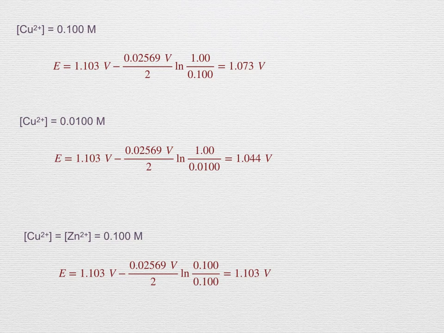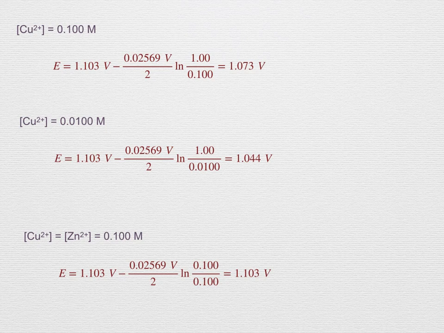Q will again have the value of 1 and the log term will be 0. Even though the potential is plus 1.103 volts, the same as found under standard conditions, the cell is not at standard conditions. It just has a potential that happens to be the same as that found under standard conditions.